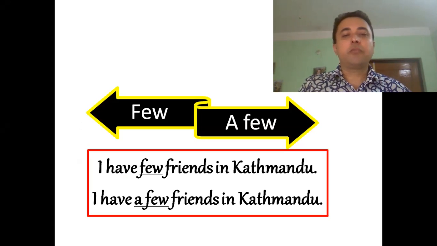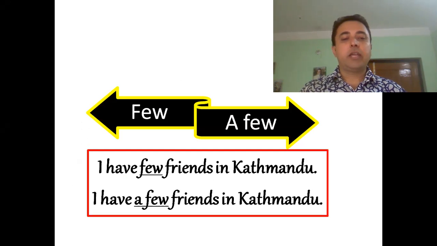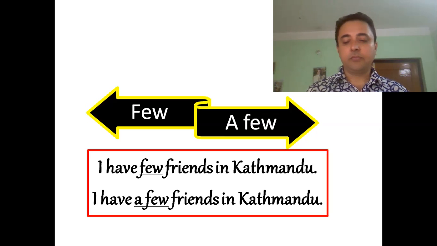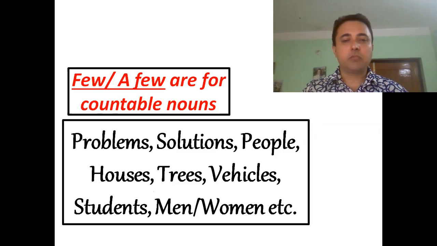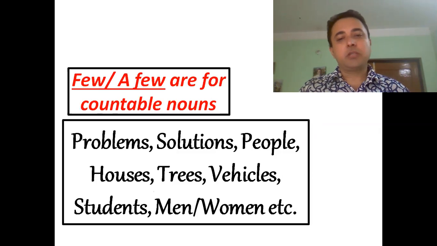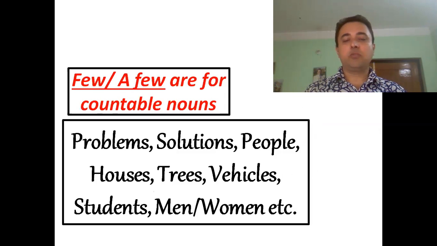So let's talk about few and a few first. You can have sentences like these. I have few friends in Kathmandu. I have a few friends in Kathmandu. I will talk about their differences in a little while. Few and a few are for countable nouns. First of all, it's important to remember: problems, solutions, people, houses, trees, vehicles, students, men, women, etc., or words like those which are countable, can be quantified with few or a few.